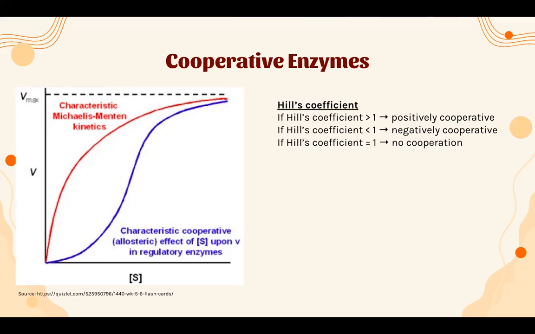There are a few ways to describe cooperativity and to quantify it. One is Hill's coefficient. If Hill's coefficient is greater than 1, you know that positive cooperation is happening. If the coefficient is less than 1, then you know it's negative cooperation. Whereas if it's equal to 1, then the enzyme does not exhibit cooperative binding. The key difference between the two models can be shown in the graph. Traditional Michaelis-Menten kinetics will produce a hyperbolic graph, whereas kinetics that involve cooperative enzymes will create more of a sigmoidal graph.